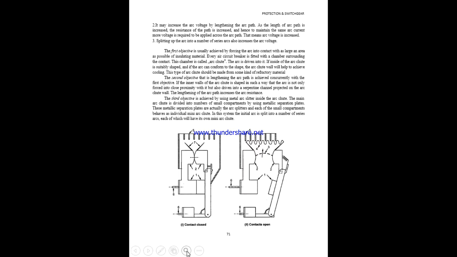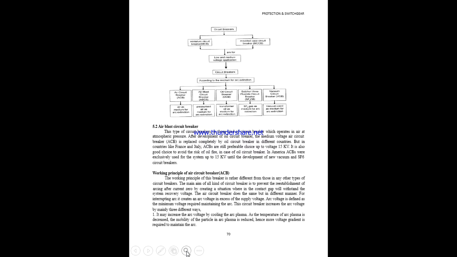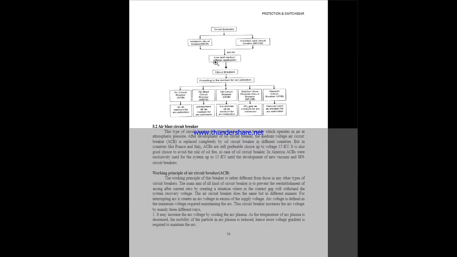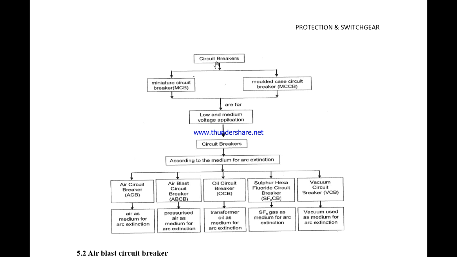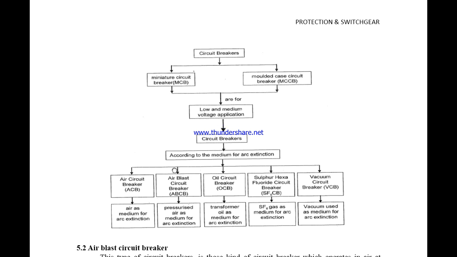By all these rating phenomena, we can have different types of circuit breakers such as MCB, miniature circuit breaker, and molded case circuit breaker, MCCB. After that, it may be a low voltage or medium voltage circuit breaker. Accordingly, we have medium voltage circuit breakers such as air circuit breaker, air blast circuit breaker, air break circuit breaker, oil circuit breaker, vacuum circuit breaker, SF6 (sulfur hexafluoride) circuit breaker, etc. Let us see about the air blast circuit breaker.